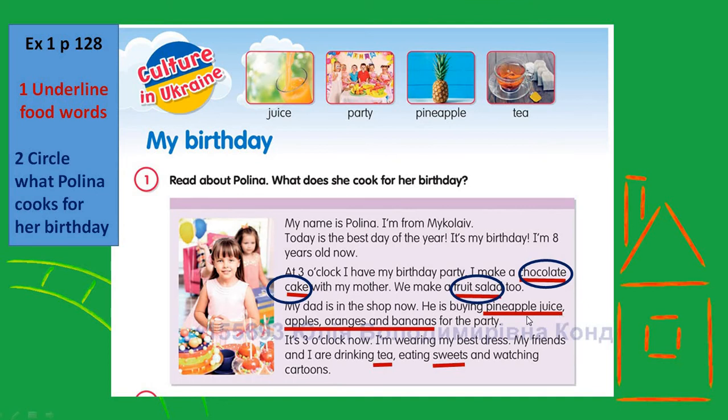Pineapple juice. It's 3 o'clock now. I'm wearing my best dress. My friends and I are drinking tea, eating sweets and watching cartoons.